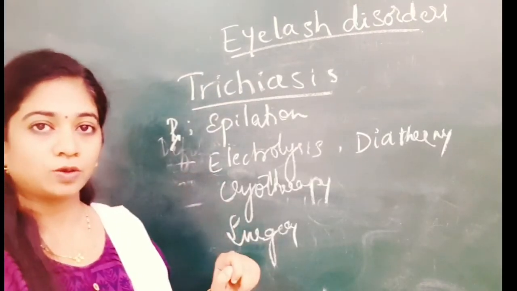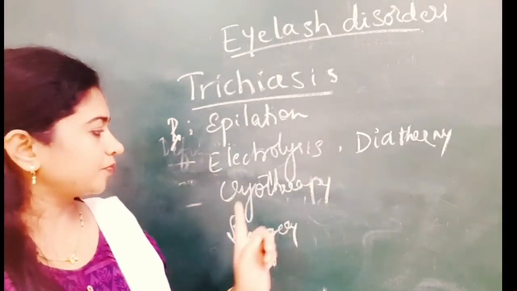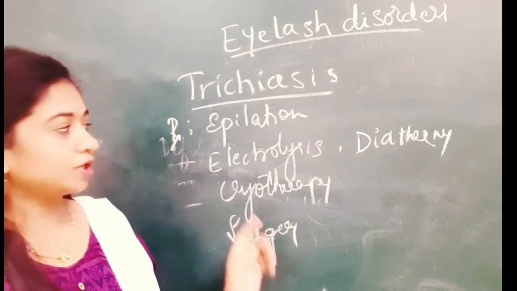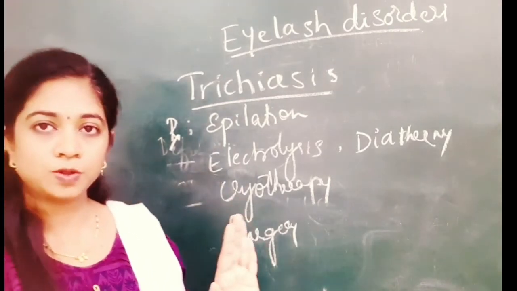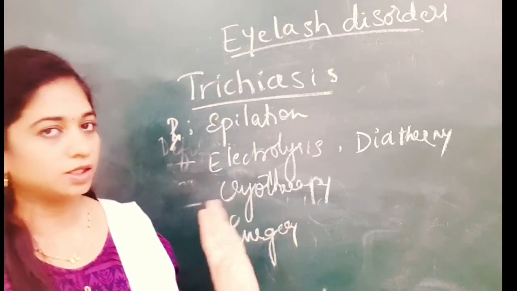So coming to the treatment options, we have epilation, electrolysis or diathermy, cryotherapy and surgery. So epilation is a very simple OPD procedure. With the epilation forceps, you are just pulling out the eyelash which is causing the problem.